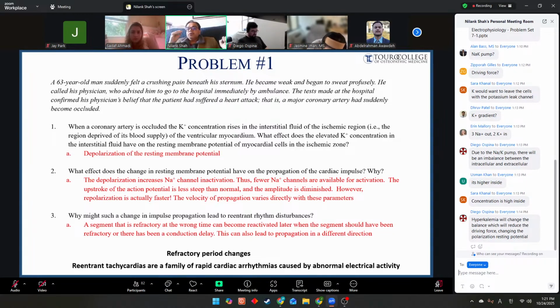Now, when the cell membrane gets partly depolarized, what would happen because of that? I just want to reiterate one more time. Because the cell membrane gets partly depolarized due to accumulation of potassium inside the cell in hyperkalemia, what would happen to the sodium channel? So the sodium channels start to inactivate. Exactly. It will start inactivating the sodium channel.